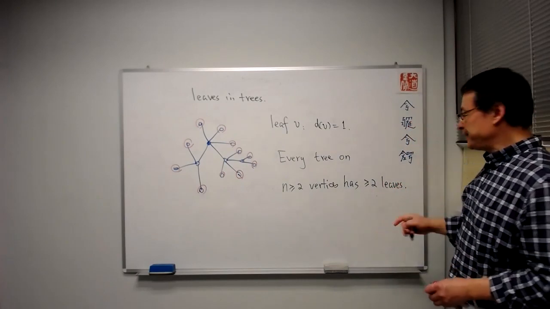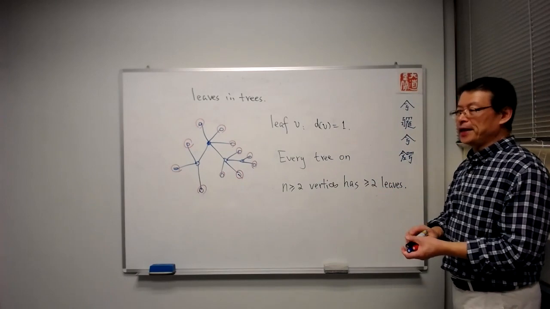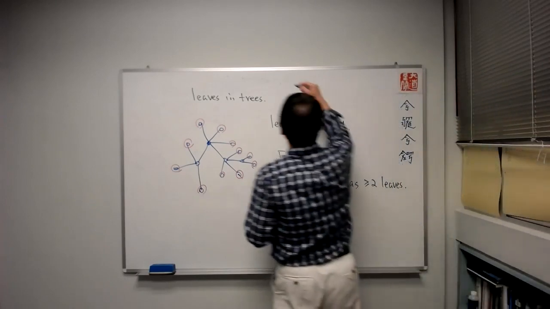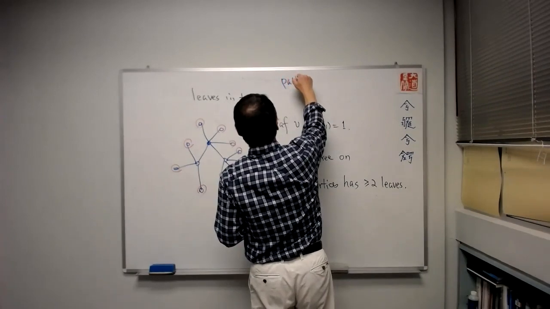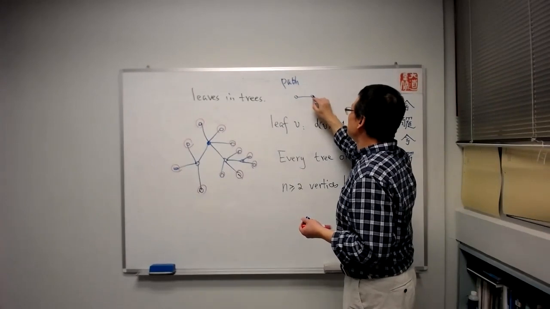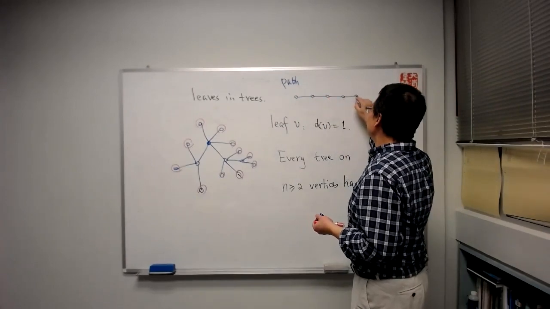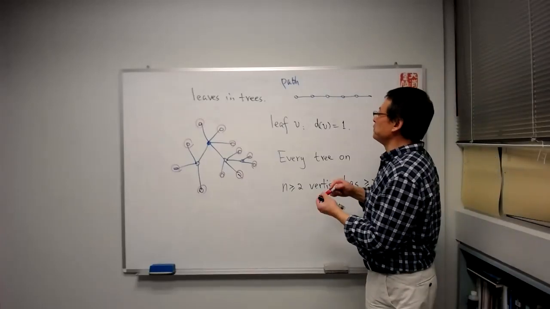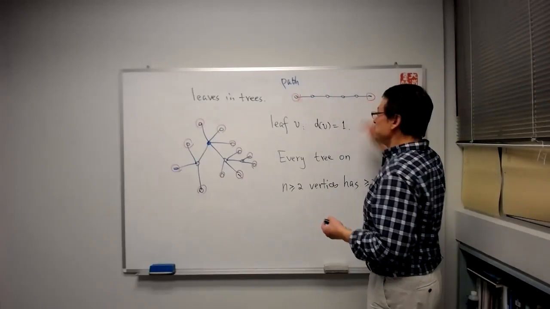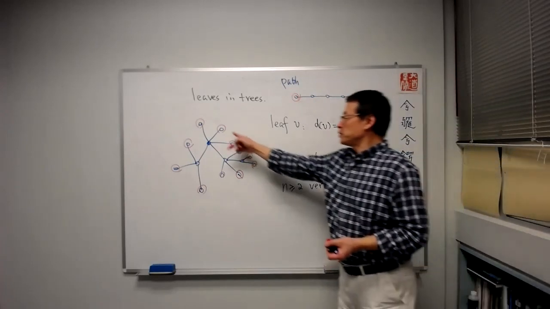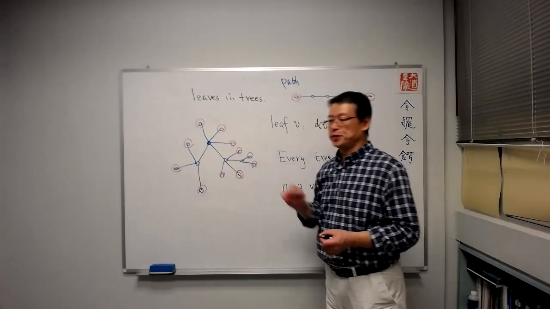Every tree always has at least 2 leaves. The extreme case when it has exactly 2 leaves is a path. A path is a special kind of tree. It has 2 leaves. That's the extreme case. For a path, we have exactly 2 leaves. In general, a tree has more than 2 leaves. You see, we have a lot of leaves in this tree.